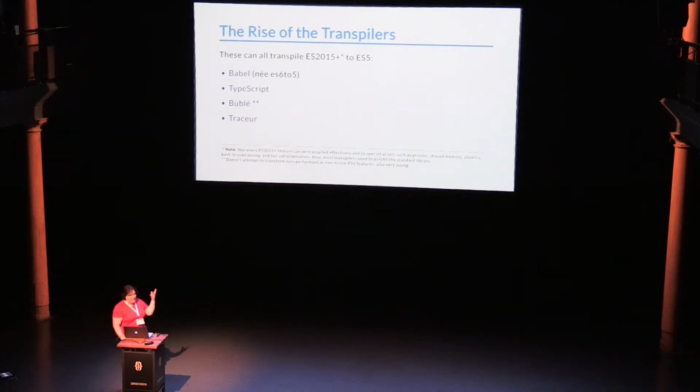So these transpilers are the ones that I have used, Babel, TypeScript. Buble is interesting. It's very young, but its goal is to work out of the box and only transpile performant ES 2015 code. So you can use whatever one works for you, whichever is easiest for you. In this presentation, I'm going to show you examples that use Babel and TypeScript.